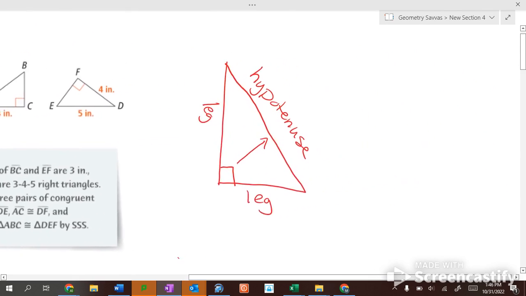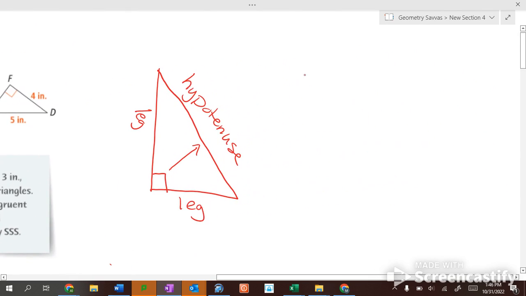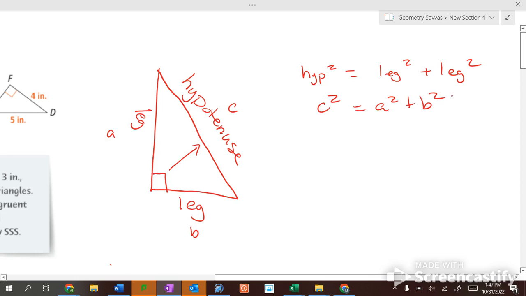Now, the Pythagorean theorem says that the hypotenuse squared is equal to the sum of the squares of the two legs of a right triangle. Or if we nickname the hypotenuse C and the legs A and B, C squared equals A squared plus B squared. Pythagorean theorem. We've seen that before, and it's right up here.